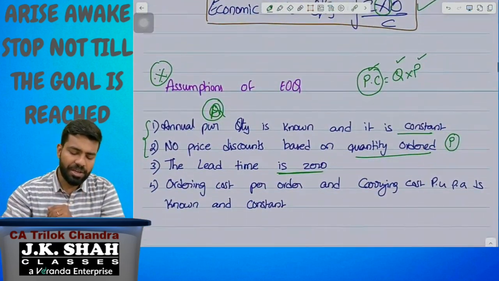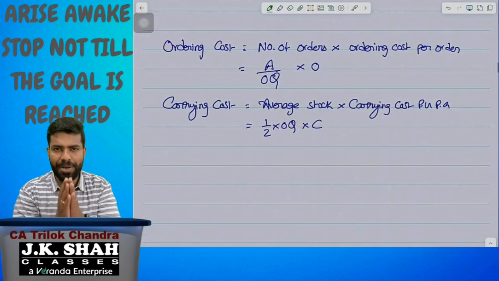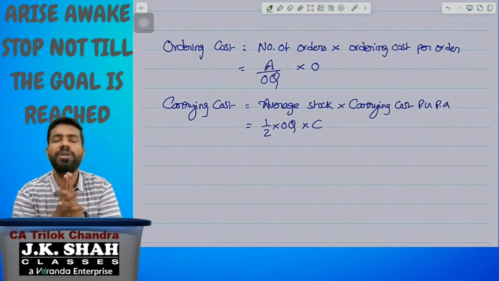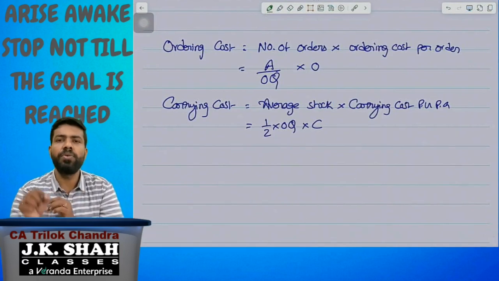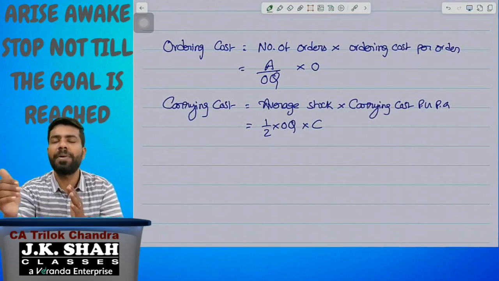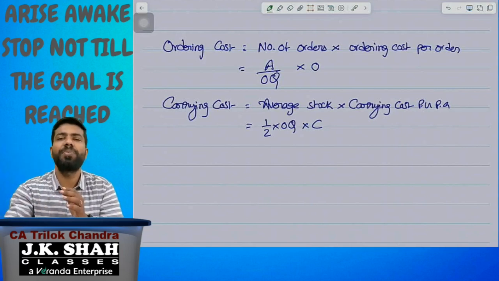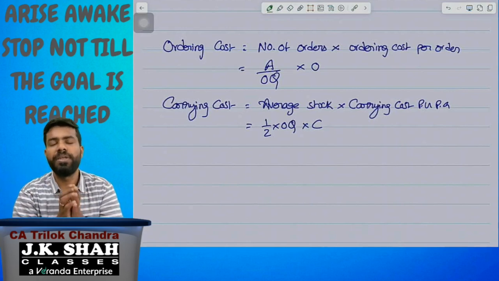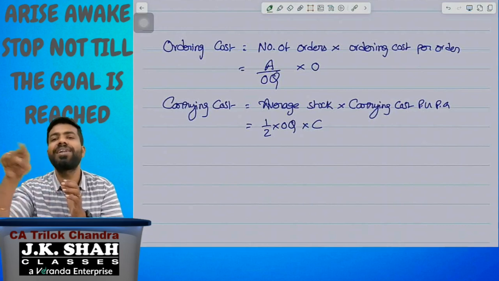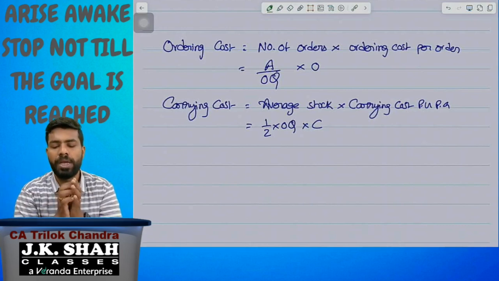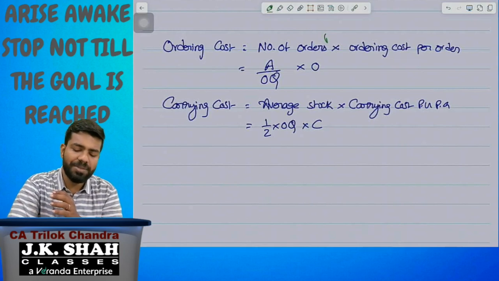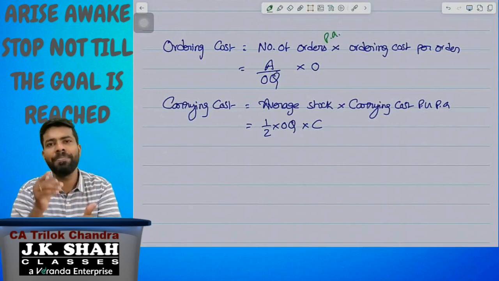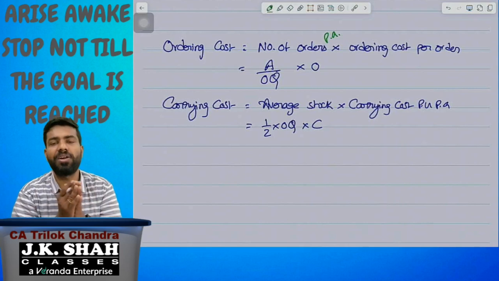Now, how to calculate ordering cost? Look here. I'll come back to the fourth assumption. First, let us understand ordering cost. How to calculate ordering cost? Number of orders into ordering cost per order. The number of orders we are placing in a year into ordering cost per order. How to calculate the number of orders? A divided by OQ is the number of orders, into O. O denotes ordering cost per order. Are you understanding? So the number of orders per annum into ordering cost per order gives us the ordering cost.